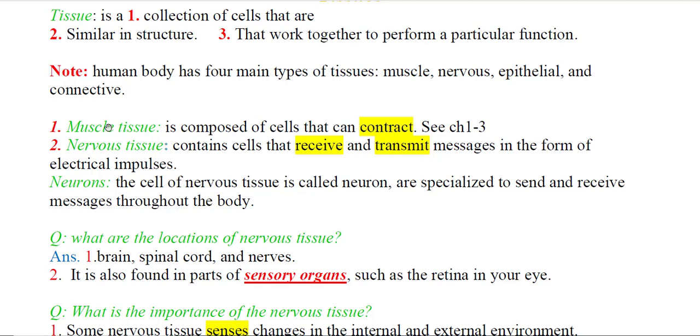This tissue is called muscular tissue. We have some protein fibers in our body, some protein fibers that can contract and relax and have elasticity. This protein fiber doesn't belong to muscle tissue because it is not composed of cells. So all muscular tissue has the ability to contract, but not every structure that has the ability to contract belongs to muscular tissue.